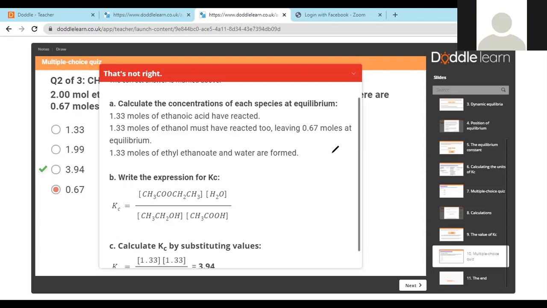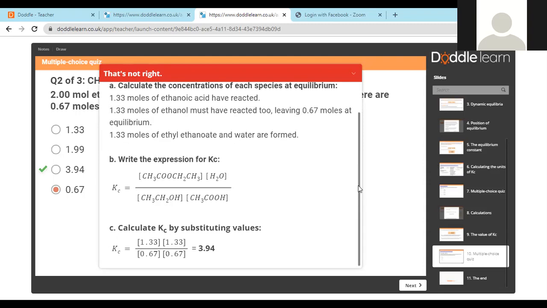So then we're going to write in our expression for the equilibrium constant again. We've got our ethyl ethanoate and our water on the top, divided by our ethanoic acid and our ethanol. I'm going to put in our values. So we've got, oh, my mouse isn't working, 1.33 moles, 1.33 moles, 0.67 moles, 0.67 moles, divide them all together, we get 3.94. And if we were looking for a unit, there would be no units because they would all cancel each other out.